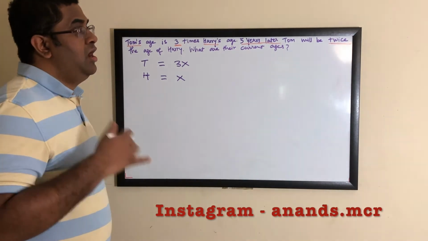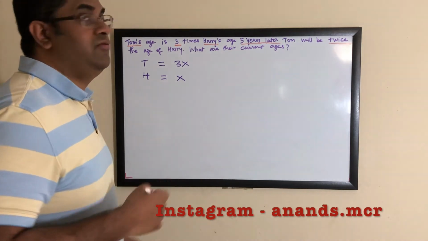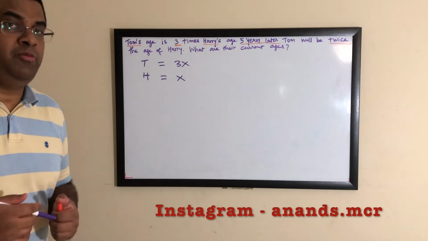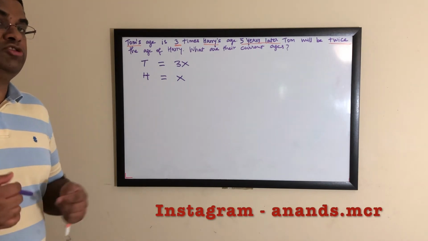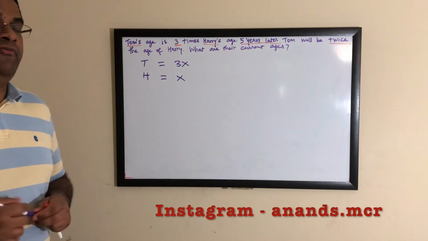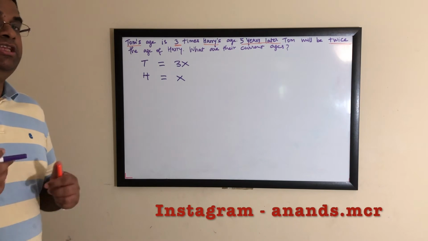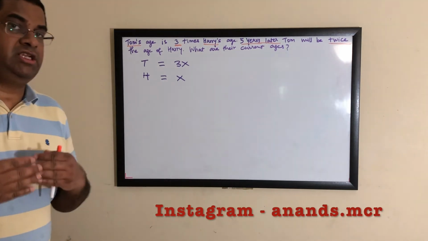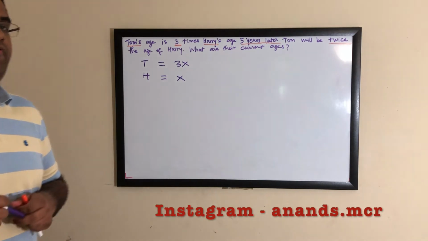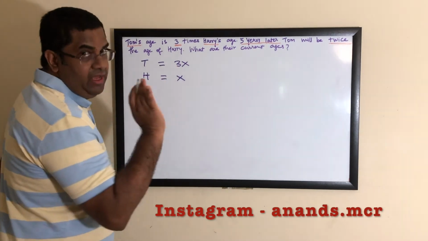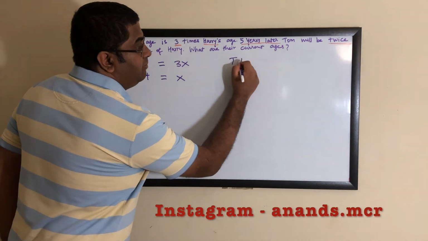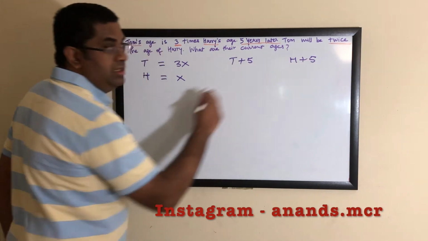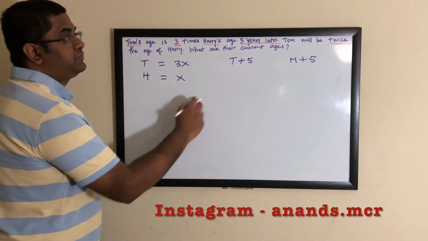5 years later, Tom will be twice the age of Harry. So friends, what does it mean? After 5 years, Tom also grows older by 5 years, and Harry also grows older by 5 years. Basically, we have to construct the equation increasing the ages of Tom and Harry by 5 years. Now let us see how we can construct the equation when we increase the ages by 5 years. So after 5 years, Tom will be t plus 5 years old, and Harry will be h plus 5. Is it clear, friends?